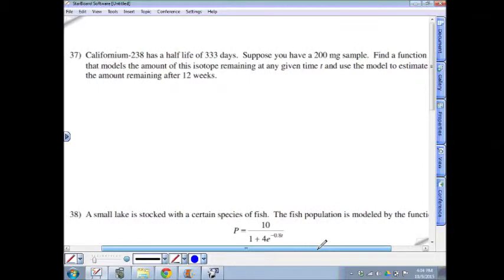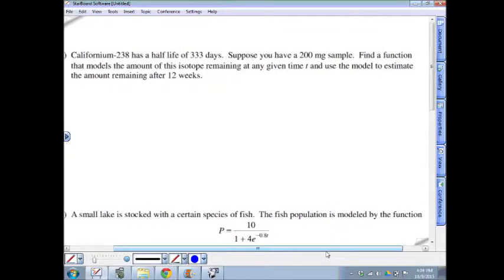Question 37 is very similar to 36, except rather than a substance doubling every so often, this substance gets cut in half at regular time intervals. And this is an example of radioactive decay. So we've got californium-238 with a certain half-life of 333 days. We have 200 milligrams. We need to find a function.